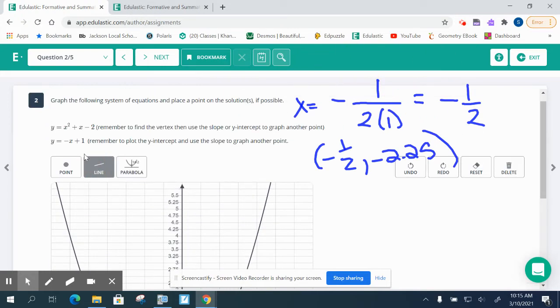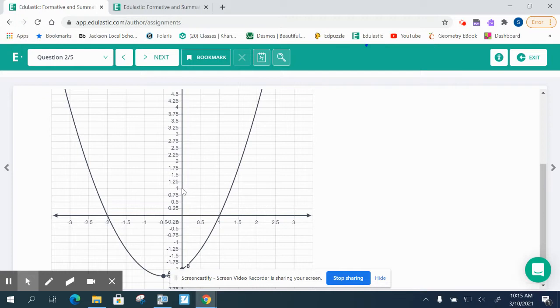For the line, this line has a y-intercept of 1. So remember, you plot the y-intercept and then use the slope to get another point. So the y-intercept is 1. The slope is negative 1. So we go down 1 over 1 to get to our next point. Oops, mine doesn't really like to cross over with different points. I'm going to put it there and then drag this over.